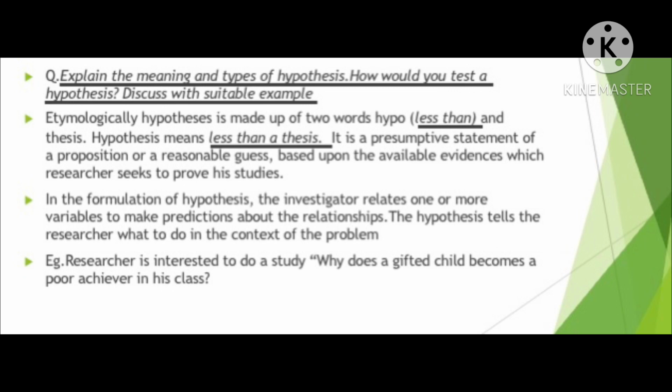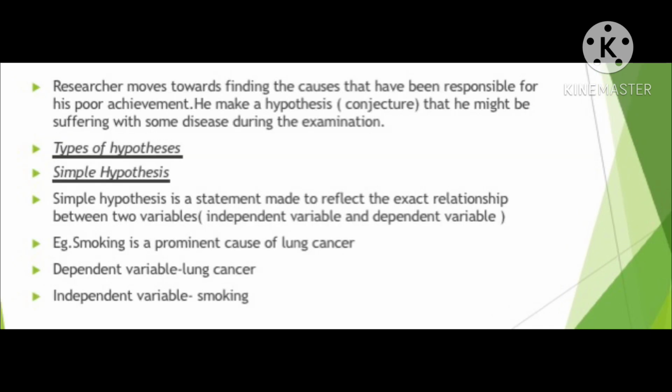Why does a gifted child become a poor achiever in his class, in a class test or in a particular exam? Why is a gifted child a poor performer? What all things can a researcher guess? Most probably it may be due to some disease during the exam. For a particular exam, a gifted child is performing very poorly. Maybe because of the disease, maybe he could not study due to some other circumstances in the family, maybe a loss of a family member or something like that.